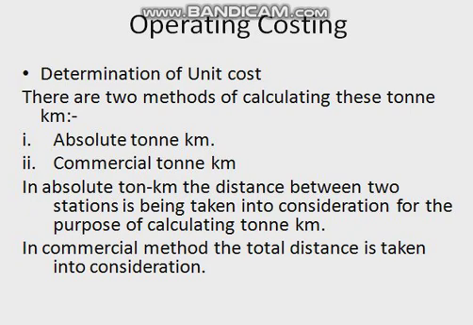Now, if we are to calculate the total ton kilometers according to absolute ton kilometers, we will be taking each journey into consideration. Each journey means, first of all, he has gone from A to B. So, A to B, he took 10 tons of material, and the distance is 40 kilometers. So, 40 into 10 amounts to 400.